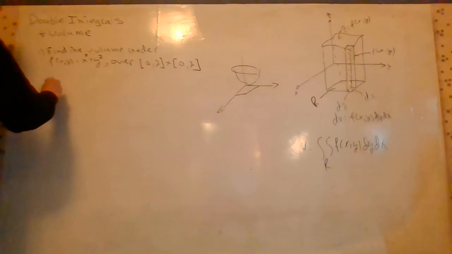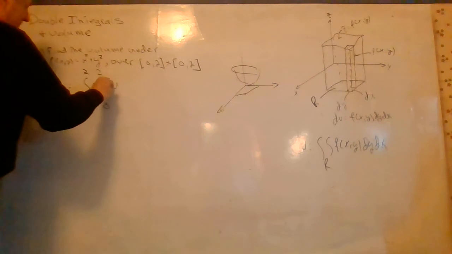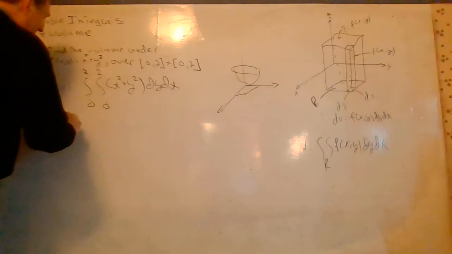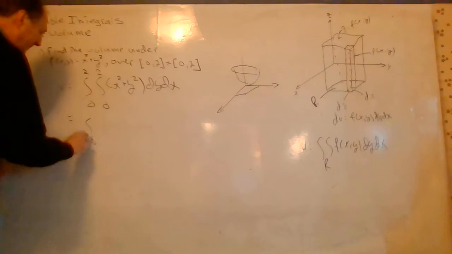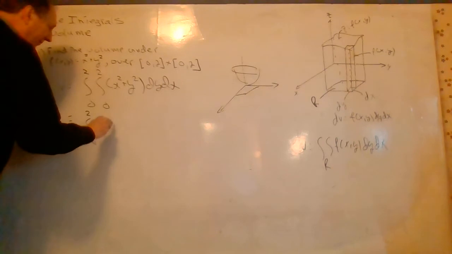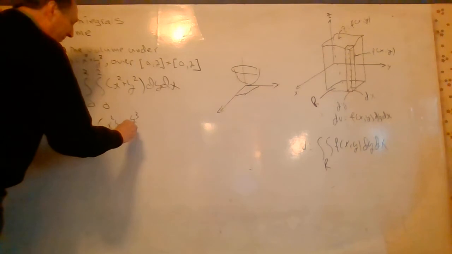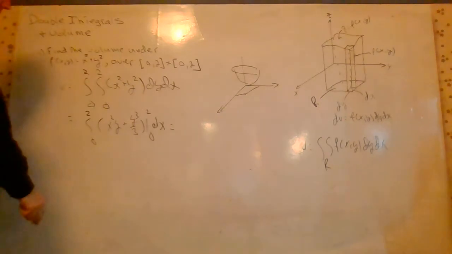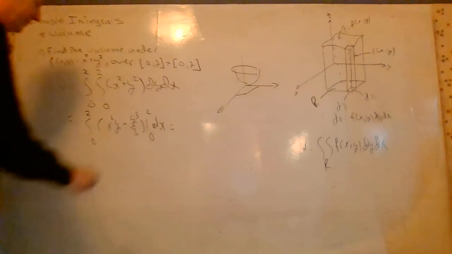Well, quite simply put, the volume is equal to the double integral, 0 to 2, of x squared plus y squared, dy dx. And now we just have to figure out how to do the antiderivative. Well, we integrate inside first. X squared dy, x squared is constant, so we have x squared y. Y squared dy gives us y cubed over 3, from 0 to 2, dx. Plug in 2, plug in 0. Plug in 2, you get 2x squared plus 8 thirds.